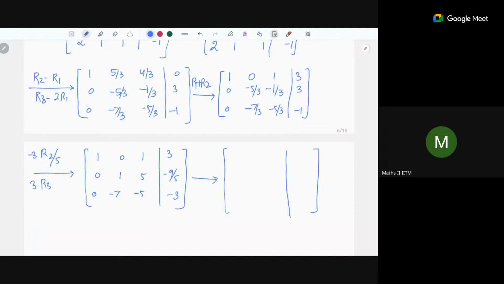Now R3 plus this, you'll get 0. At the position row 2, 3, it will be 1 by 5. After you do the operation minus 3 R2 divided by 5, it will be here 1 by 5.